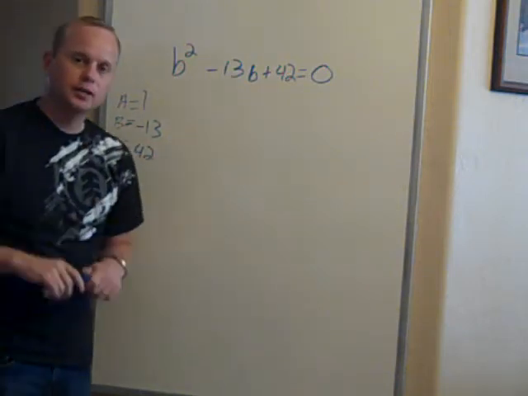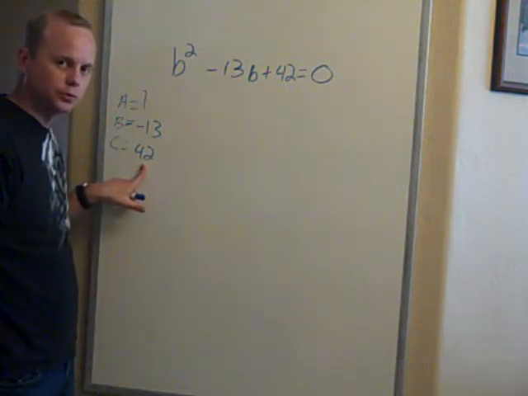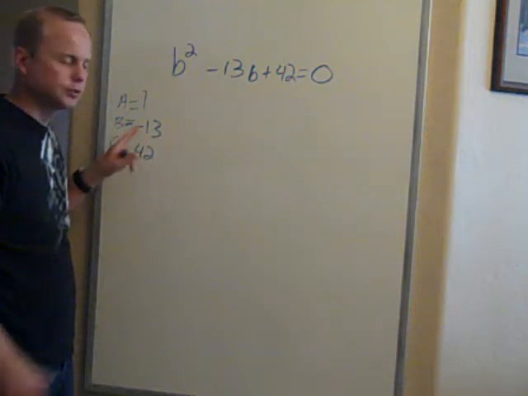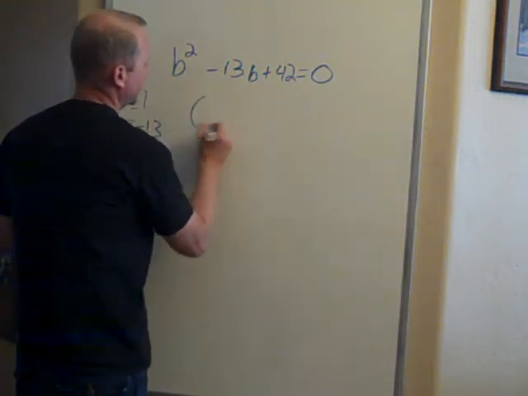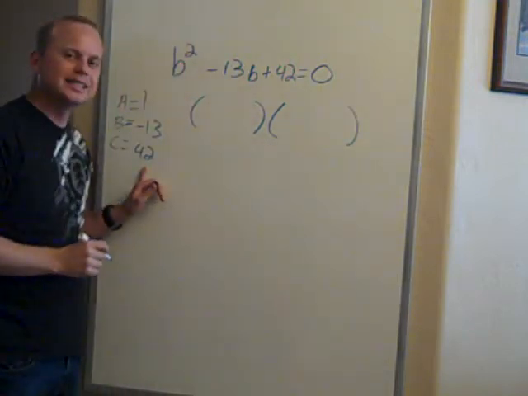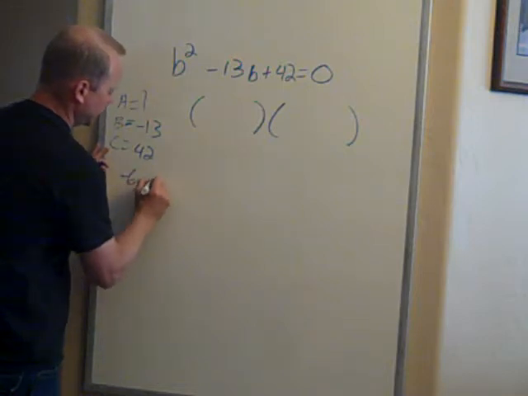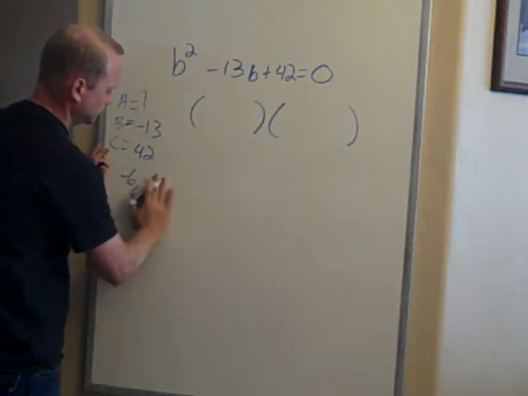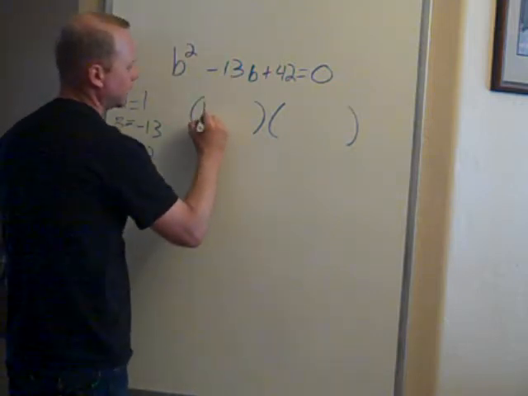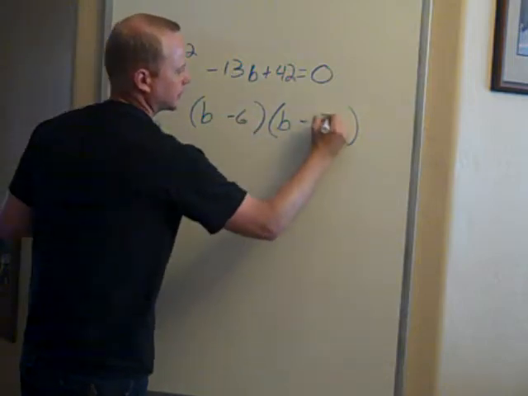Now we want to identify two numbers that multiply together to give us a positive 42, but when you add those two together, when you combine them, they give us a negative 13. So now we look at it here. The factors of 42 are 6 and 7, my magic numbers that we're looking for here. Negative 6, negative 7. Okay, so now when I fill this in, I put b as my variable, minus 6 and minus 7.